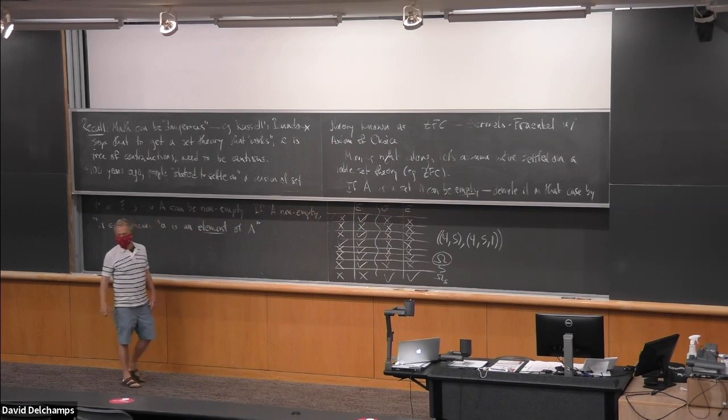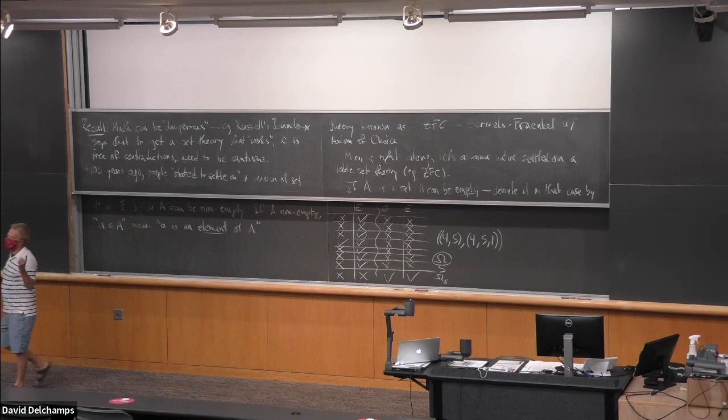Okay, so A is a collection of objects, and little a is one of those objects. Okay, I know we're going slow. Bear with me, it'll pick up.